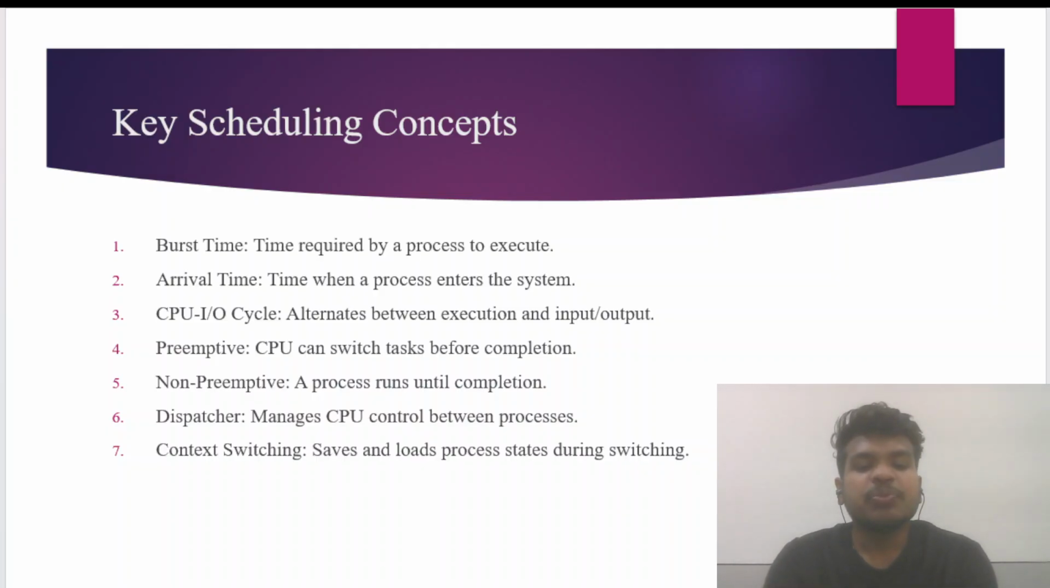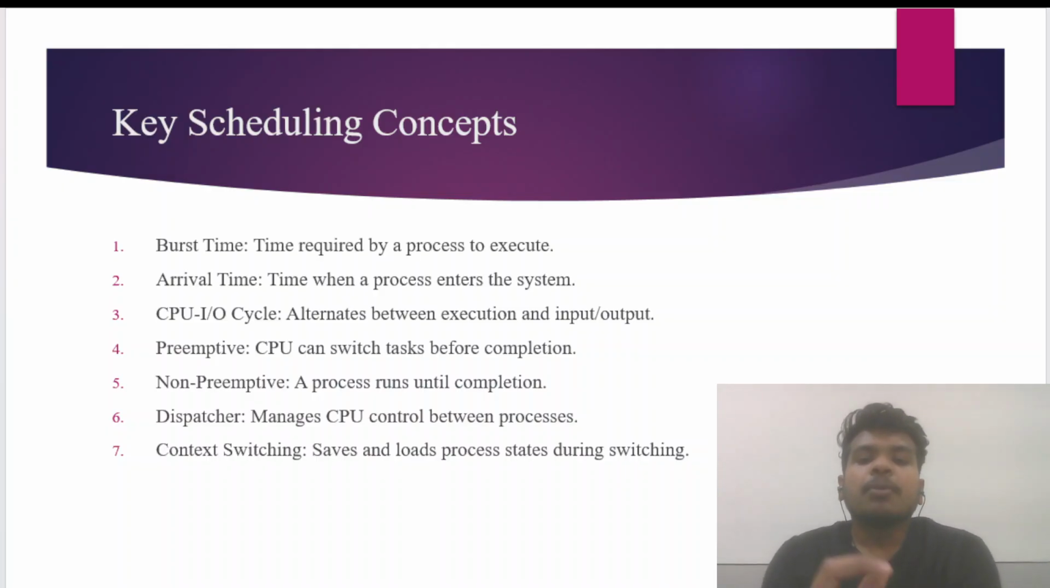Then we have the CPU cycle. It is a process which alternates between CPU execution and IO operation. Some processes are CPU bound, meaning more CPU usage. It means that if the process is CPU bound, it will use more CPU, while others are IO bound. It means that they will be waiting for input or output.